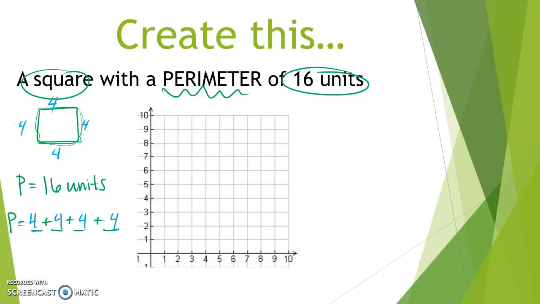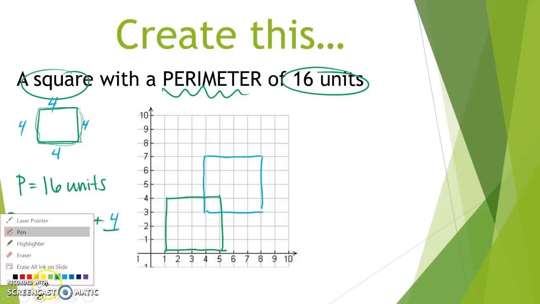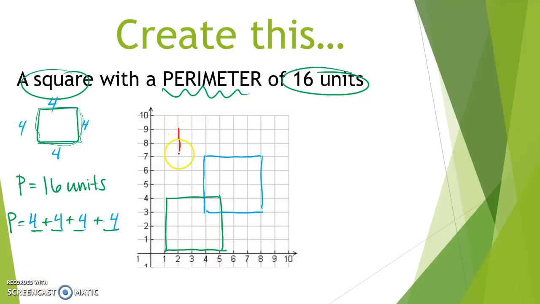So anywhere on this graph, and this is actually the only option, but anywhere on this graph, as long as every side length is 4, we're okay. So I could put my square there. If I wanted to, I could put my square here. It doesn't necessarily have a specific spot. As long as every side length is 4, it doesn't matter. So those are 3 options. I could put it really anywhere as long as every side length of this square is 4 units in order to make the perimeter 16 units.